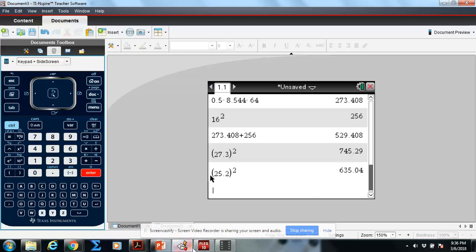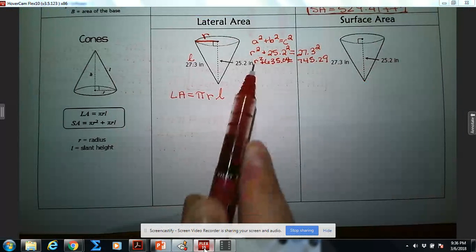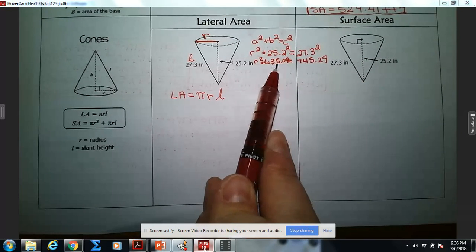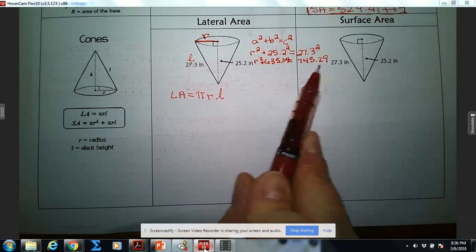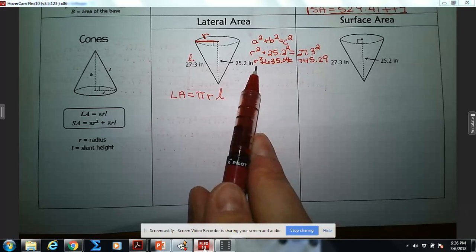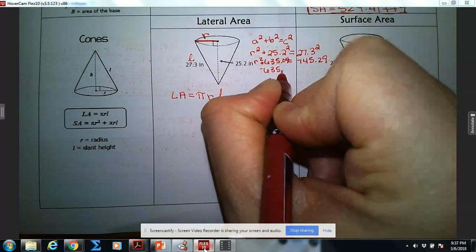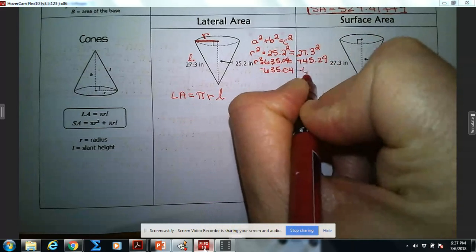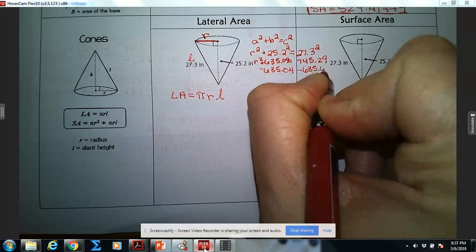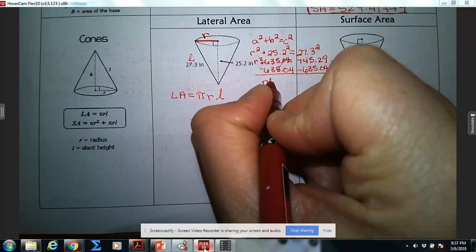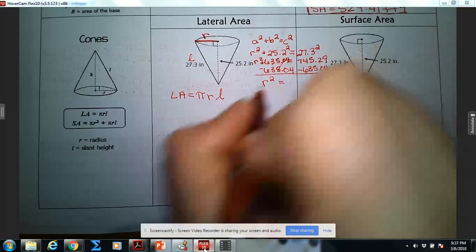Okay, so let me switch screens here so you can see what I have. I've got r squared plus 25.2 squared equals 27.3 squared. To get r squared by itself, I need to subtract that 635.04 and move it over. That would leave r squared all by itself.